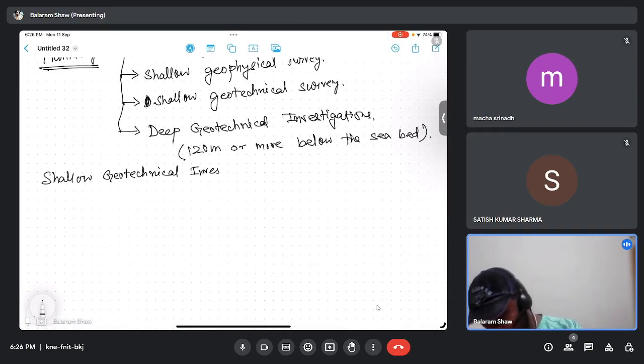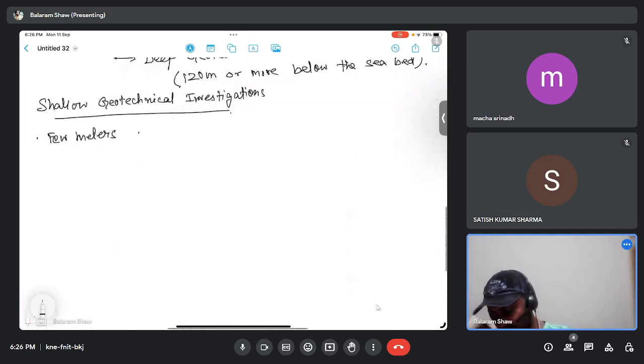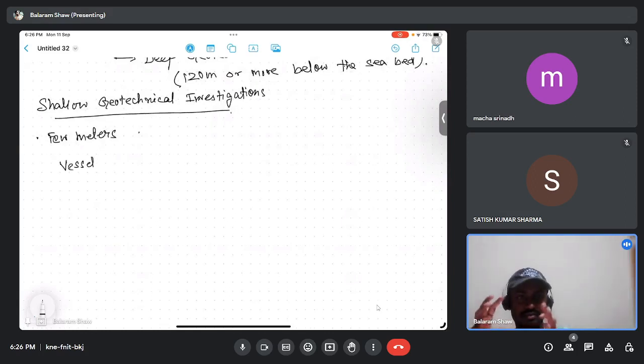Shallow geotechnical investigations. So what I said, in shallow geotechnical investigation we go only a few meters. Then drilling assembly and all are not required. But even if, let us say, we are going for some drilling assembly, then we need one vessel or ship kind of thing. This vessel that will be used for sampling should be anchored from all the sides, so that there is no lateral movement, no vertical movement.